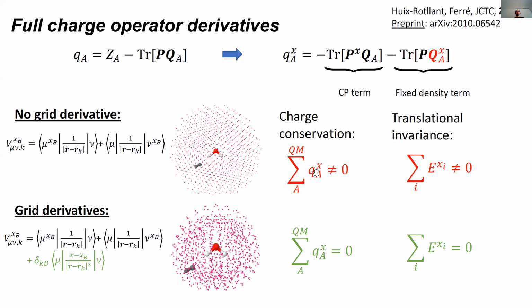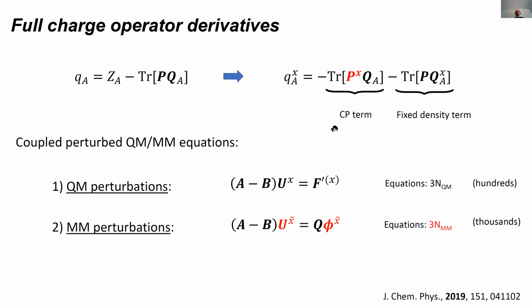So the sum of the derivative should be zero. In that case, if we do not include the grid derivative, it is not zero. And also we break the translation invariance of the energy gradient. So by using atom-centered grids, we can add these grid derivatives, and then all this charge conservation and translation invariance is respected. So to construct the charge derivative, we have this last part, which is the coupled perturbed term.